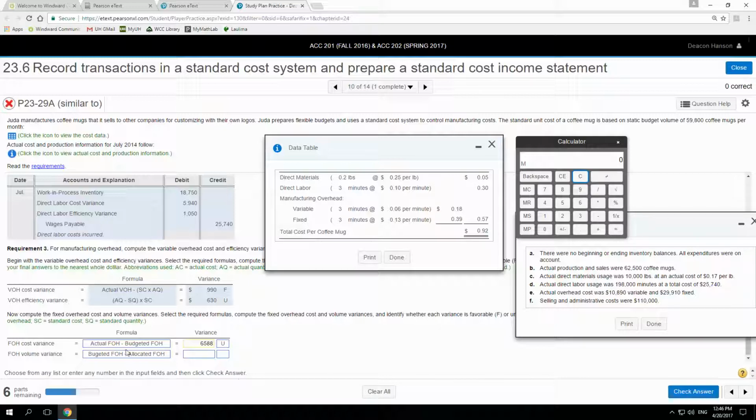We may have made a mistake in the first one. Let's go back and redo that first one. We took that 39 cents. No, that's fine. Leave it at that. Now let's do our budget again. So 59,800 times 39 cents. That's the budgeted amount. Then the allocated amount would be the 39 cents times the actual mugs, so 62,500. So 62,500 times 39 cents. That's allocating fixed overhead. So 24,375. Now I'll remember that, 24,375.